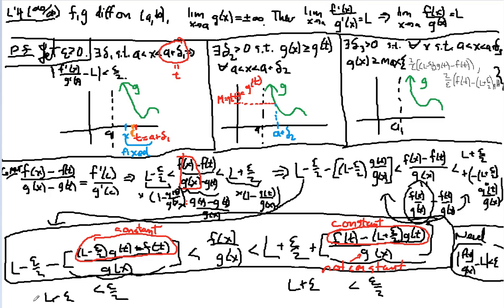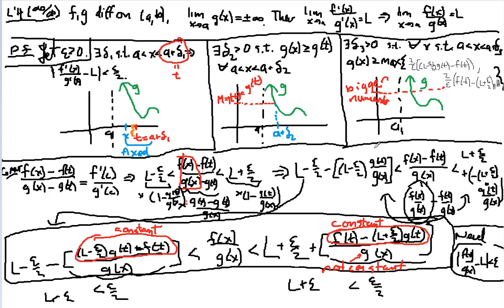So here's my strategy. g of x is going off to infinity. So I'm just going to make g of x as big as I need to shrink this constant down to be less than epsilon over 2. So here's how it works out over here. So here is the bigger numerator, will be right there.